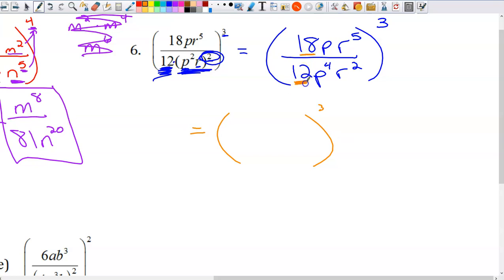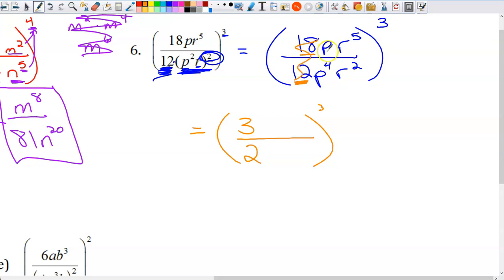Coefficient, coefficient. Normal numbers from 5th grade, reduce them. What goes into 18 and 12? Again, those of you who are not great with your reducing or division, that kind of stuff, you better get good at using the calculator because it can save you. 6 goes into 18 3 times. 6 goes into 12 2 times. So I've reduced coefficients, that part's taken care of.